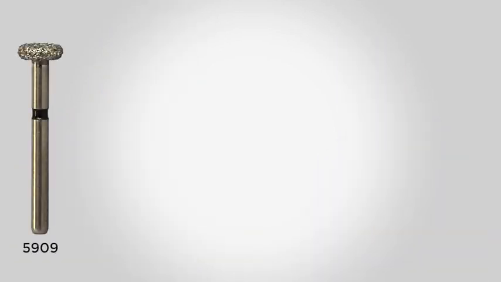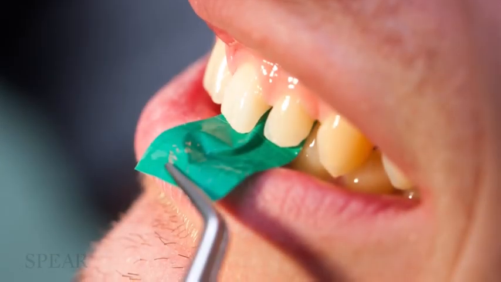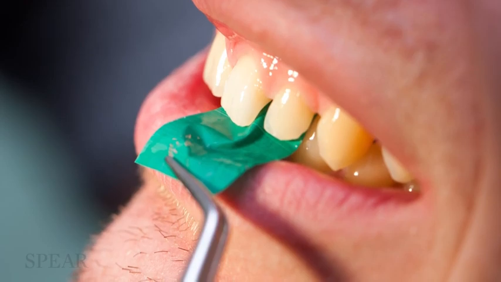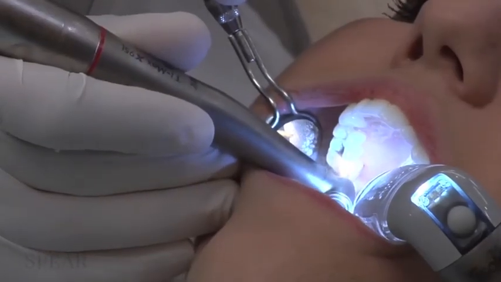So let's go over these 8 burrs very quickly so people can be familiar with them. The first one is the 5909, which is a flat diamond disc, if you will. And the reason I use that is because I want to always flatten and adjust the occlusion before I get started on my preparation. My assistant has the patient bite on a very thick articulating paper, so I have the occlusal marks already. I like to flatten the cusps. If a tooth is going to get a crown, I'd like to flatten the cusp.